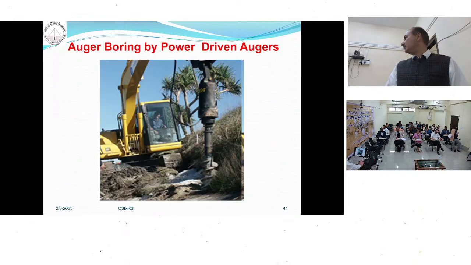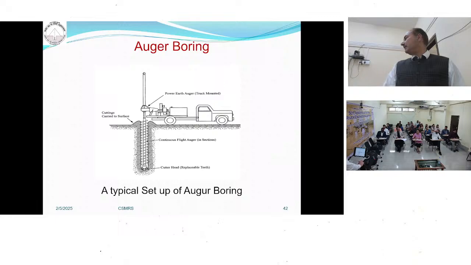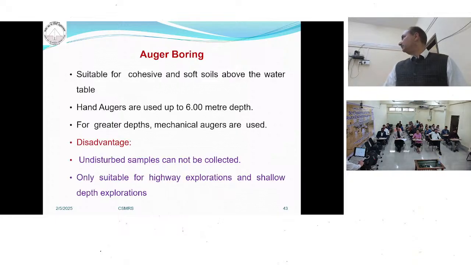These are the augers. This is the picture of the machine driven auger. By using machine driven augers, we can explore up to 25 meters. But the drawback of this method is that we are unable to collect undisturbed soil samples. Whatever sample we collect is a disturbed sample. But for foundation investigation, we require the undisturbed sample. So most of the time we reject this kind of boring. This is a typical picture of how we carry out auger boring.